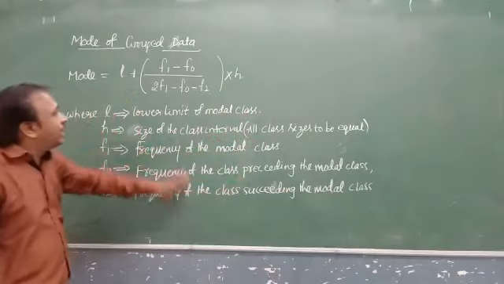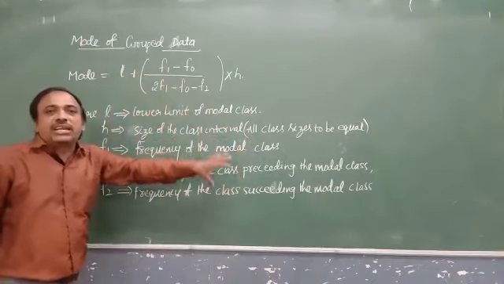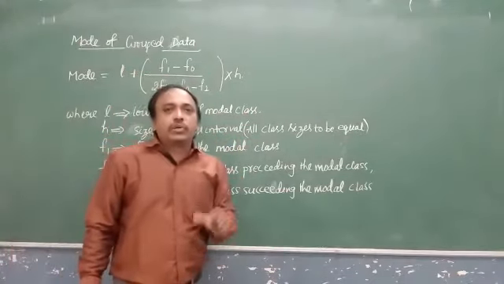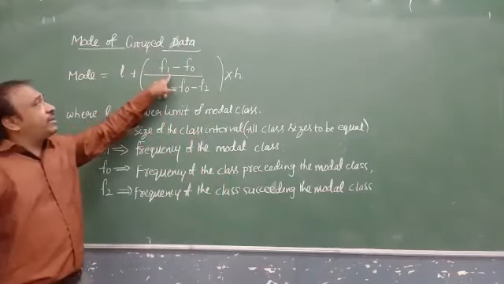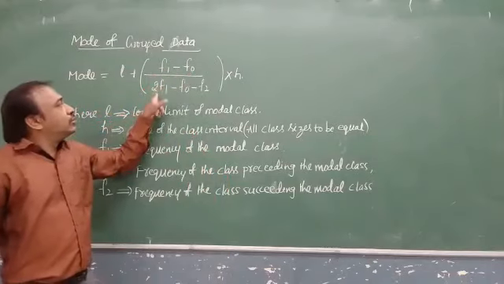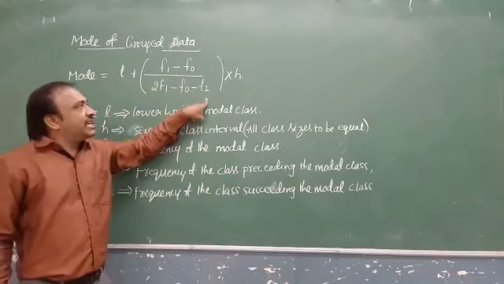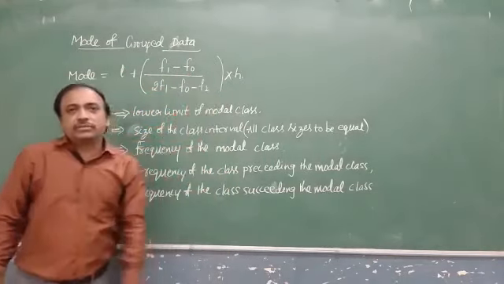So this is the formula. By using this, we are going to calculate mode for grouped data. Mode is equal to L plus (F1 minus F0) by (2F1 minus F0 minus F2), into H.